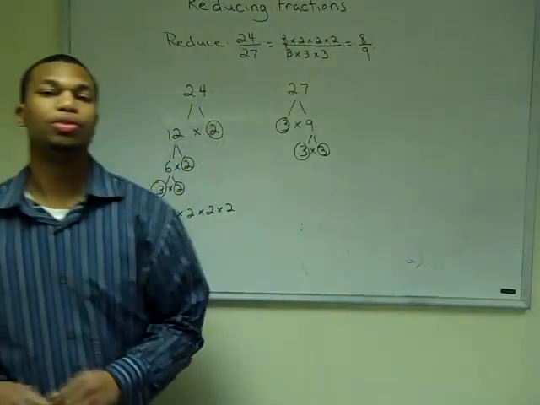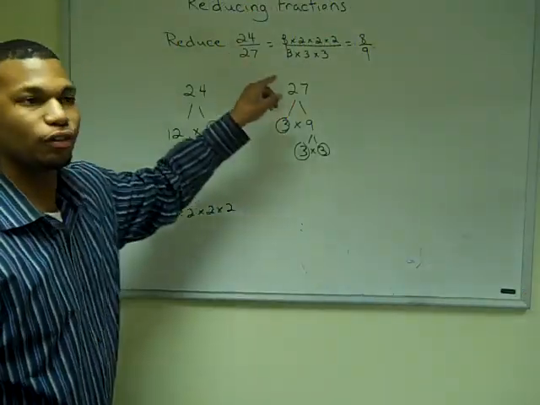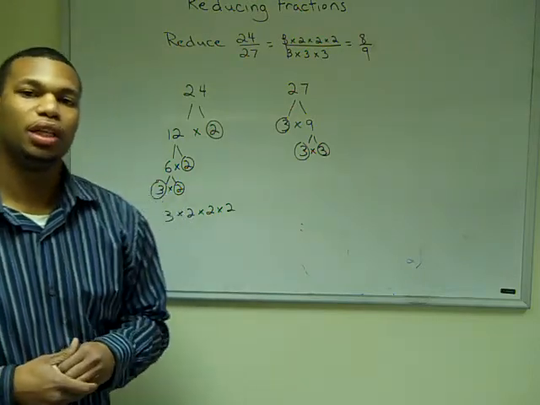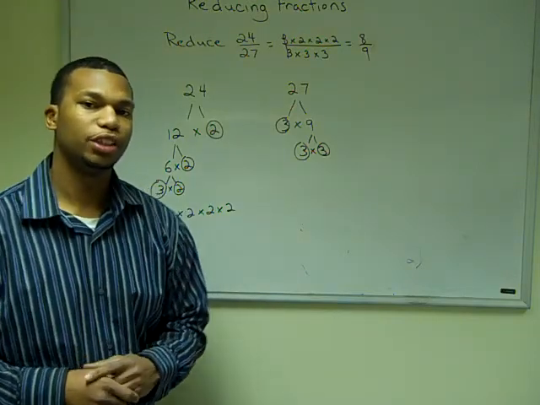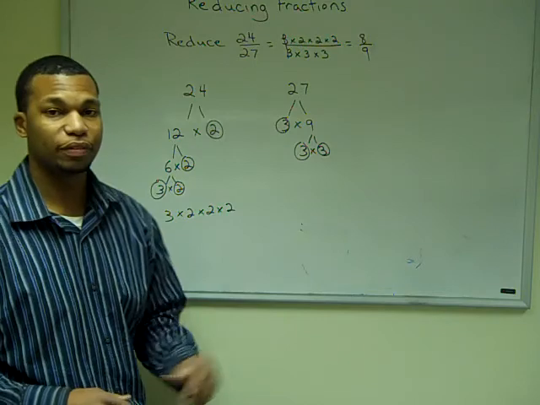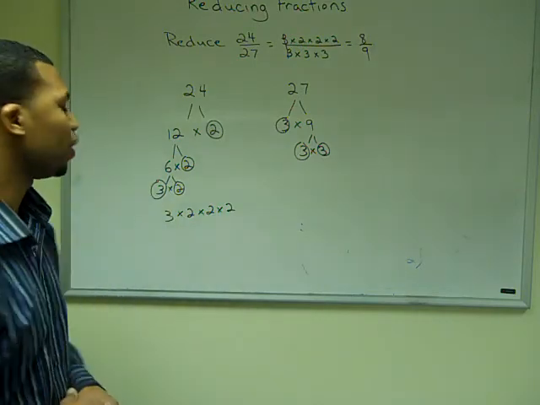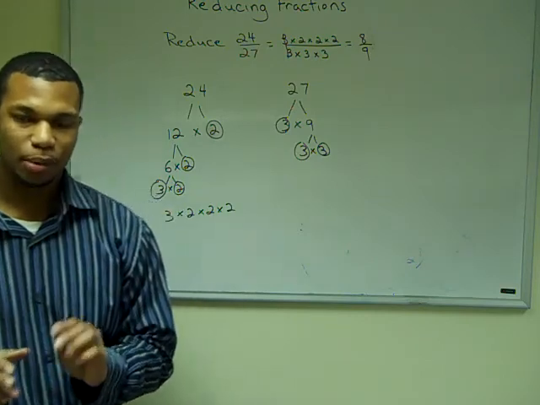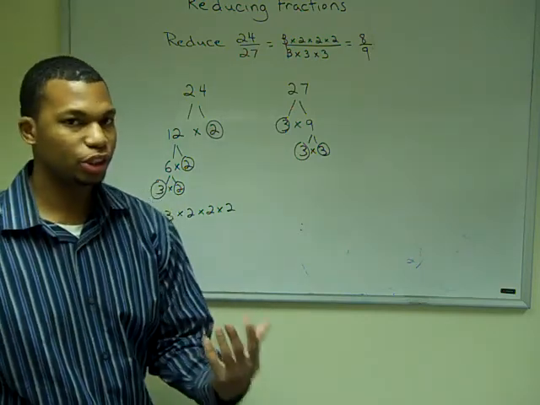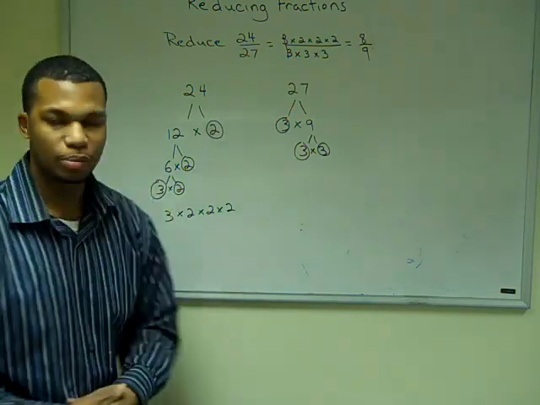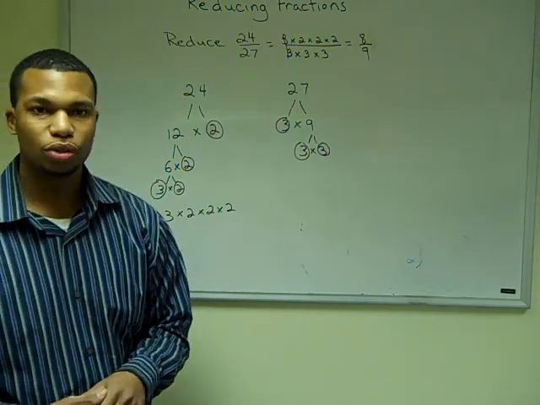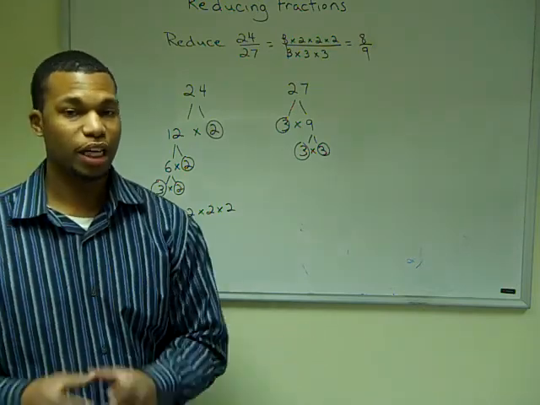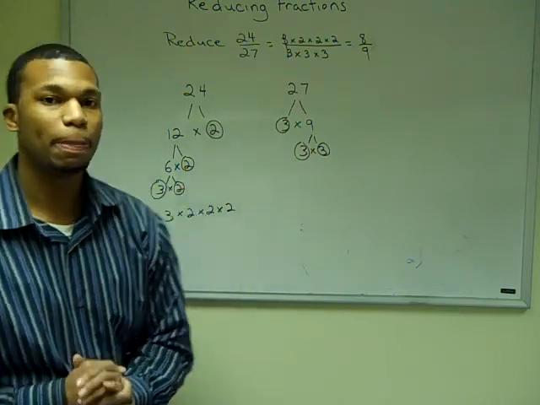So now we're going to reduce 24 over 27. This can be done by first finding the prime factorization of 24 and 27. So in finding the prime factorization of 24, we find two arbitrary numbers that multiply to give you 24. So I happen to choose 12 and 2. Now you may be wondering, if I had chosen 6 and 4, would it work? Yes, you get the exact same answer.